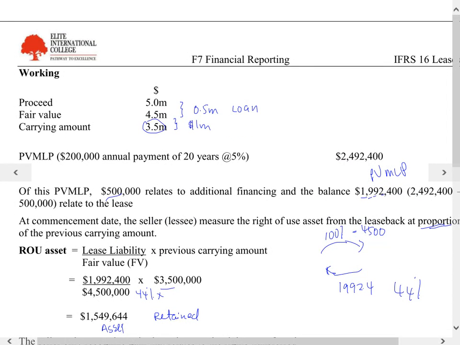Yeah, because my book, when I sell, of course, we always recognize at fair value. So I make a gain of 1 when I sell. But when I buy back, it means I actually retain 44%. So I don't recognize 44% of it.